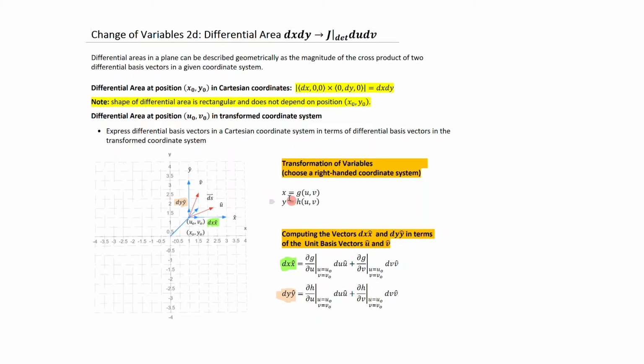So we just say let x be equal to some function of u, v, y is a function of u, v, and we're going to assume a right-handed coordinate system because that allows us to find results which are positive.